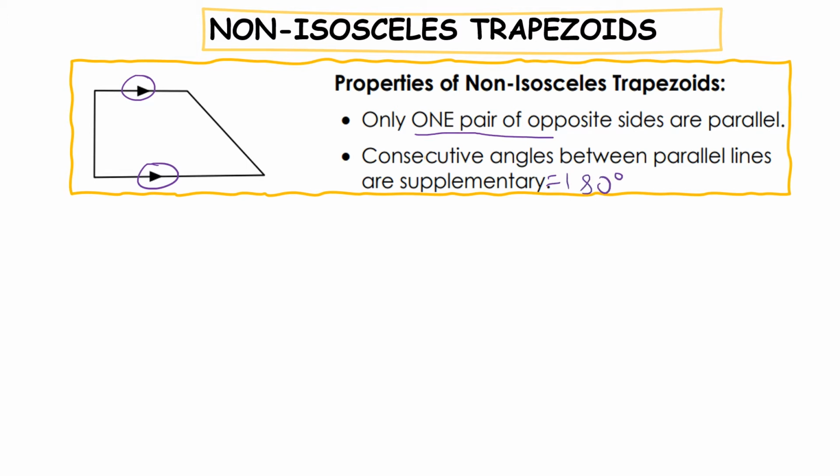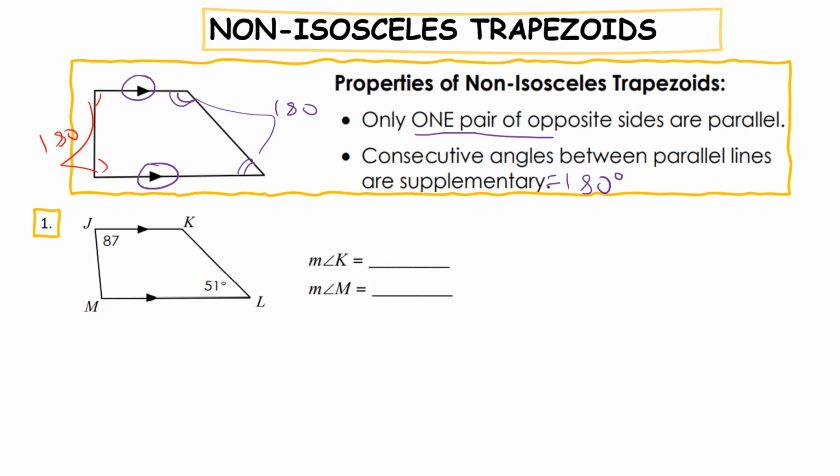So the consecutive angles between the lines would be these two angles right here. So these two will equal 180, as well as these two angles here will equal 180. So consecutive angles between the parallel lines are equal to 180. So let's look at this first example here. We want to just find the angles.